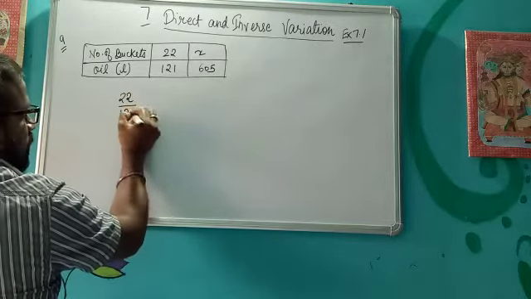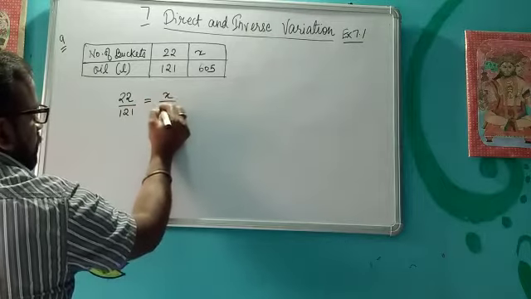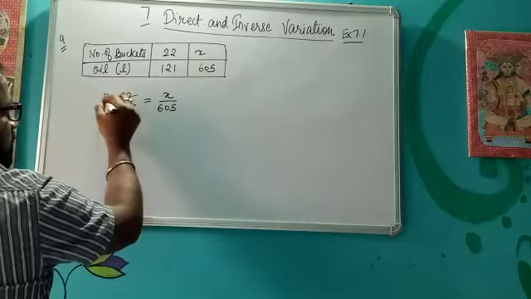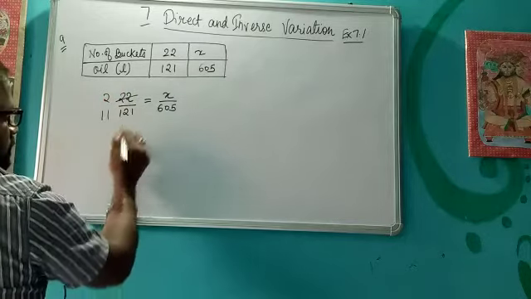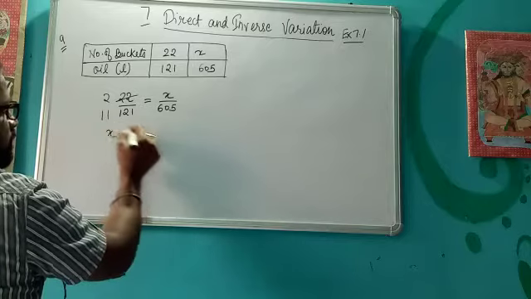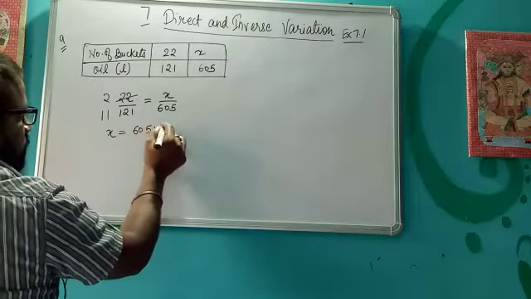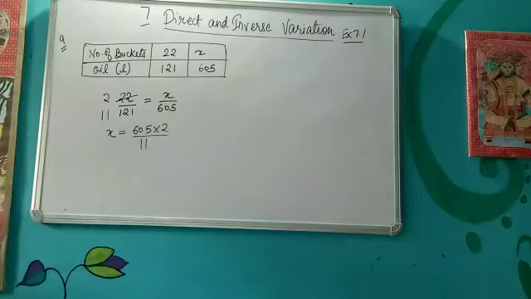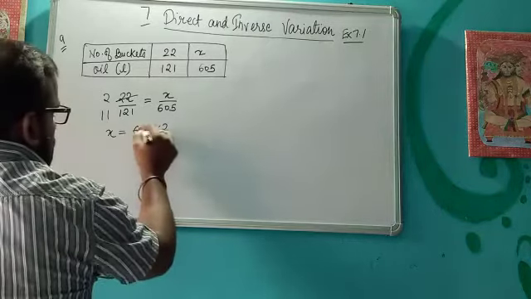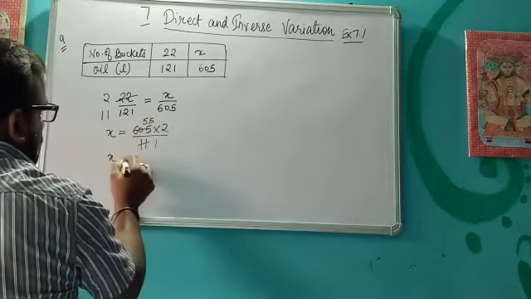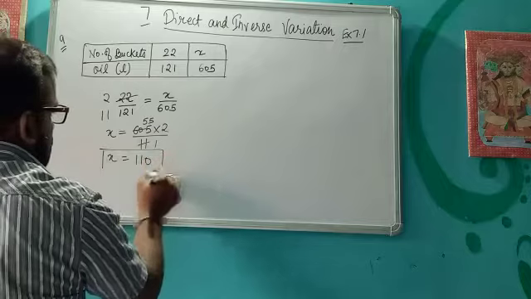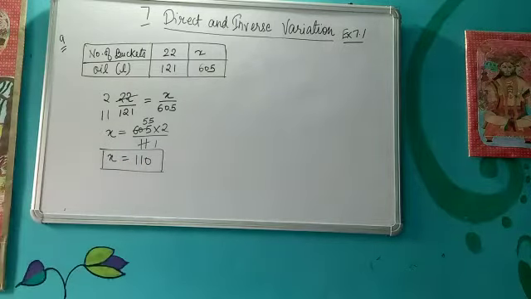22 upon 121 equal to x upon 605, then 11. So again we will do the cross multiplication. 605 into 2 upon 11. So it is 55. X will be 110 buckets. So 110 buckets are required in order to hold the 605 liters of oil.